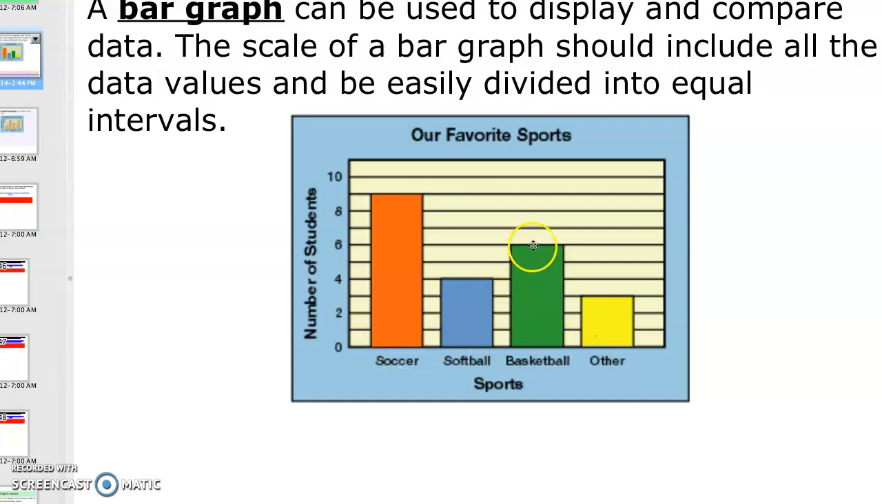So here it's talking about our favorite sports. So we have soccer, softball, basketball, and other. It's nice because you can clearly see, okay, the number of students that like soccer is 9. The number of students that like softball is 4. Basketball 6, and other is 3. So it's very clear. Bar graphs are great to display data, especially data like this.